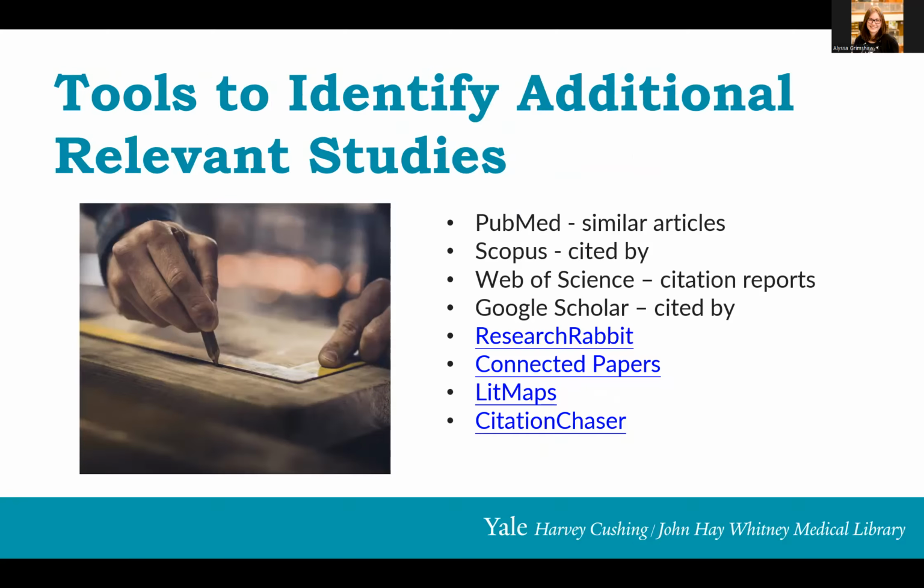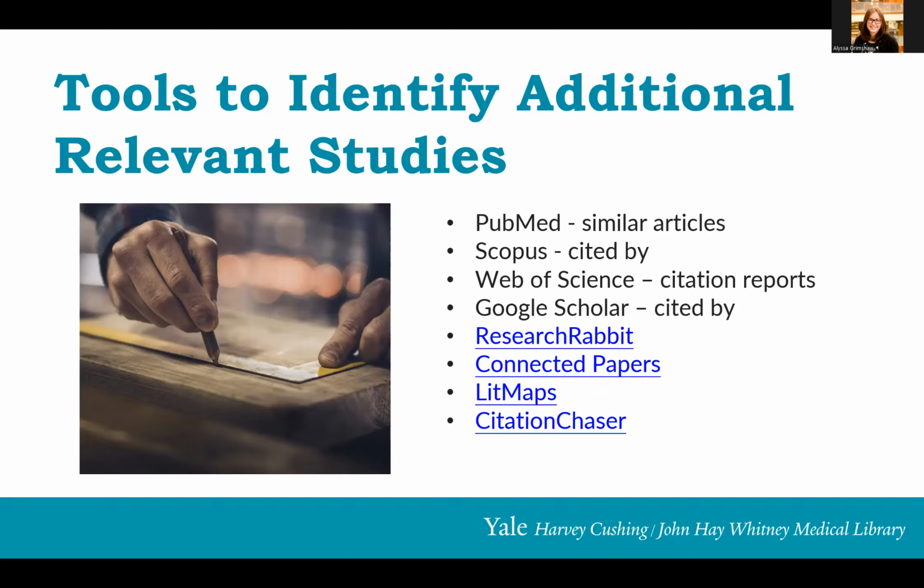Okay, so I think this is probably what everyone is most excited for: tools to identify additional relevant studies. So you only know one study that meets your criteria, and you want to find additional studies to be your validating articles or your gold standard set. Or you're just trying to judge the feasibility of the review before you take the time to write your protocol.